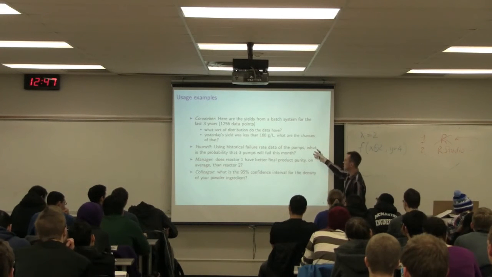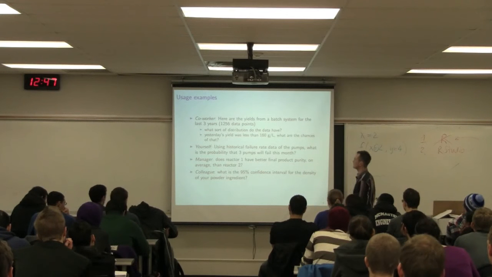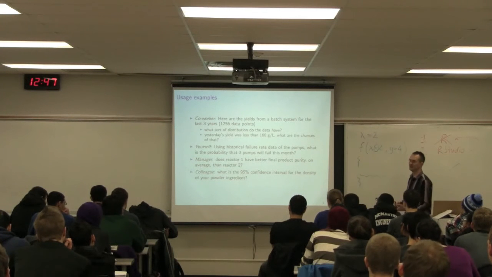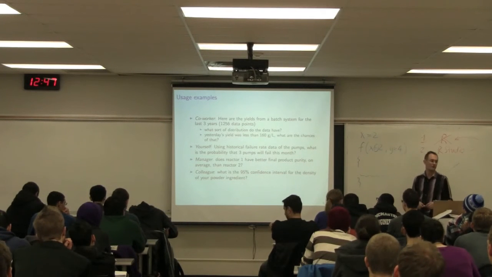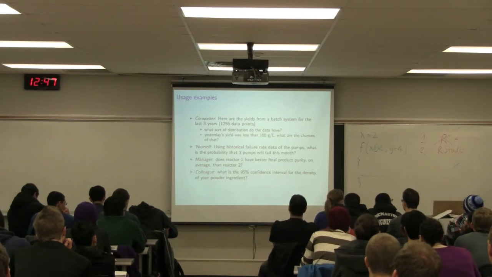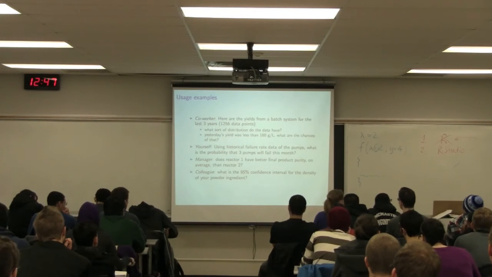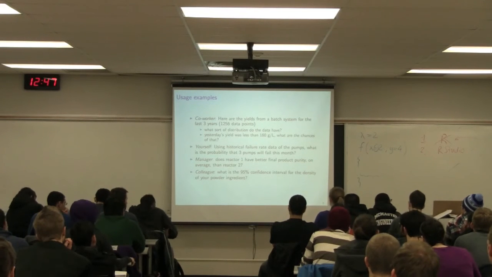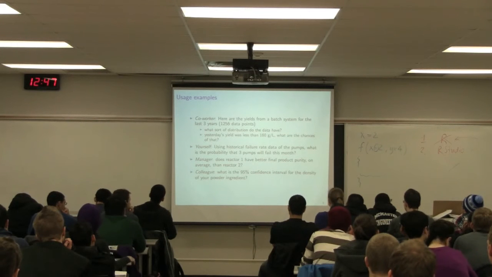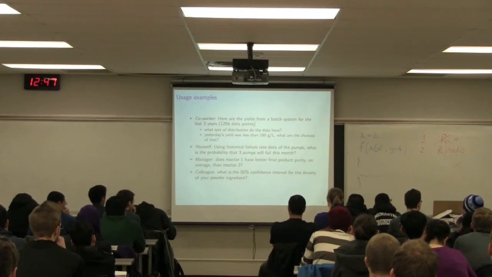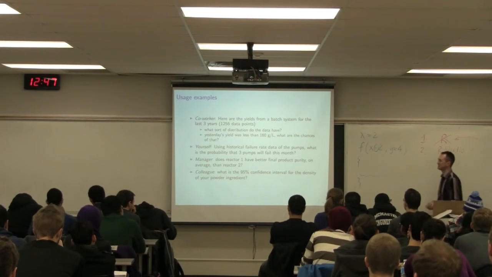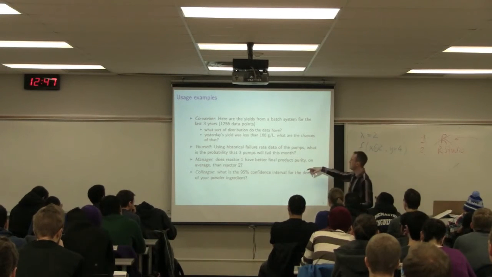This is interesting and important from a maintenance perspective. What is the probability that three pumps will fail this month? We know from 4N that the concept of reliability can impact the plant's operation. What are the probabilities we're dealing with? How frequently can we schedule maintenance to avoid these catastrophic events from occurring simultaneously? So we get a handle on understanding those failure rates.